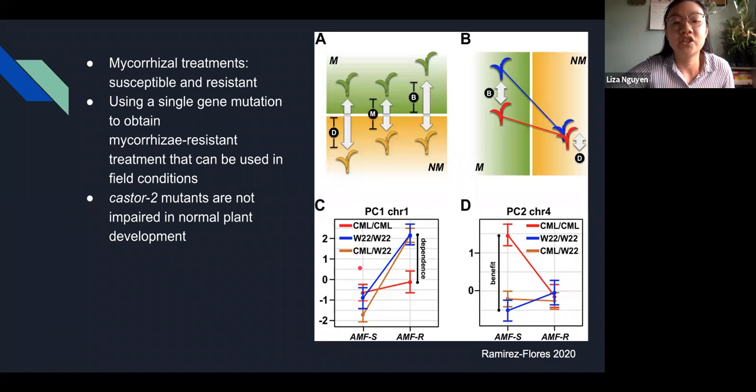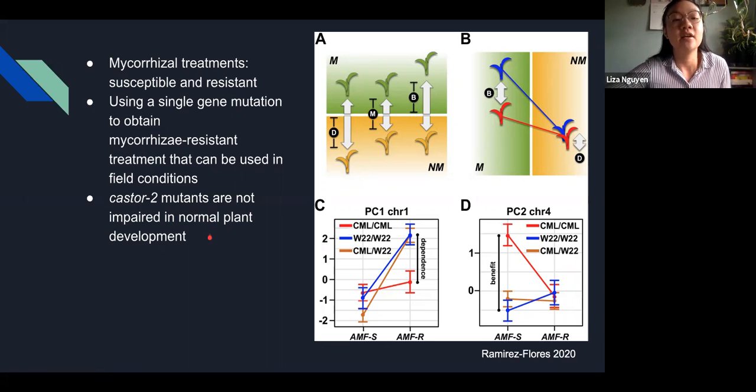A really important note is that she grew these mutants in both greenhouse and field conditions under high input conditions, and showed that they're not impaired in normal plant development. So she concluded from this that there aren't too many negative pleiotropic effects from this castor mutant that put the mutants at a disadvantage compared to their wild type counterparts. When they're grown under sufficient nutrient conditions, the plants are pretty much indistinguishable from each other.